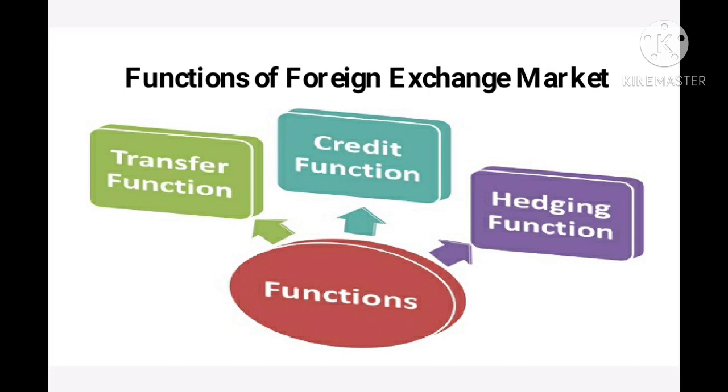Last is hedging function. The third function of a foreign exchange market is to hedge foreign exchange risk. The parties to the foreign exchange are often afraid of the fluctuations in the exchange rates, that is, the price of one currency in terms of another. The change in the exchange rate may result in a gain or loss to the party concerned.